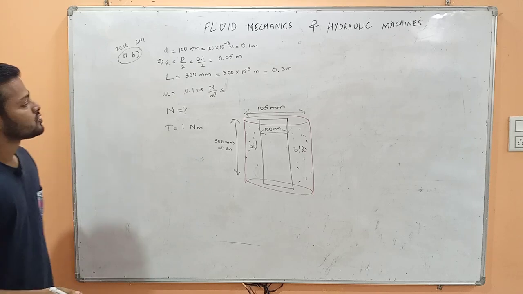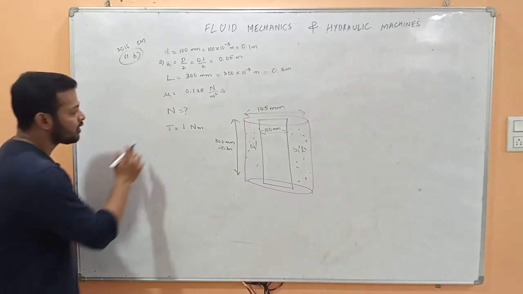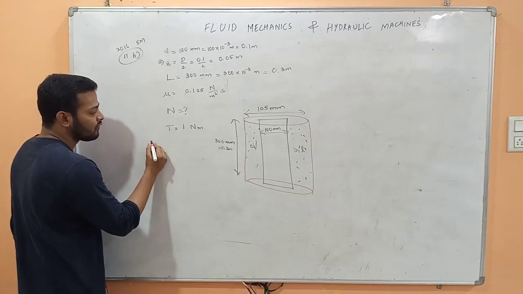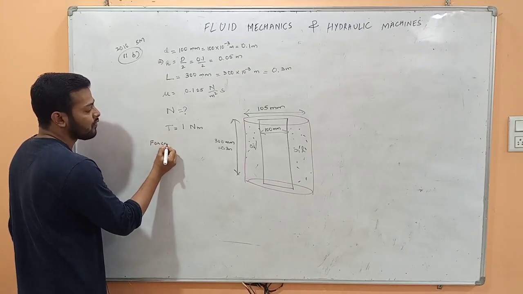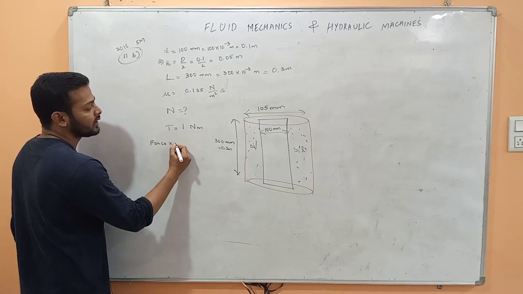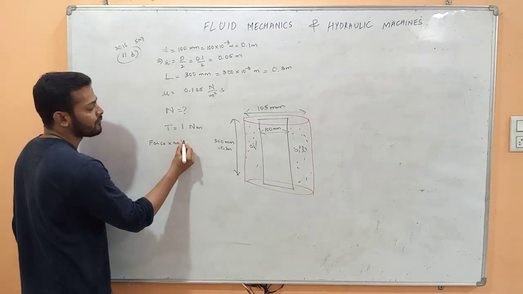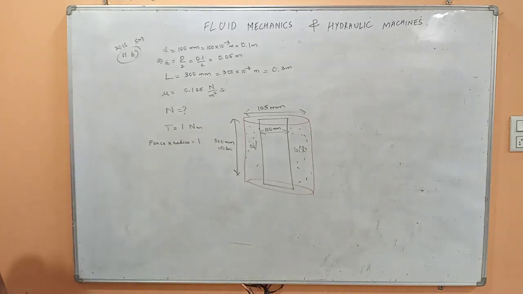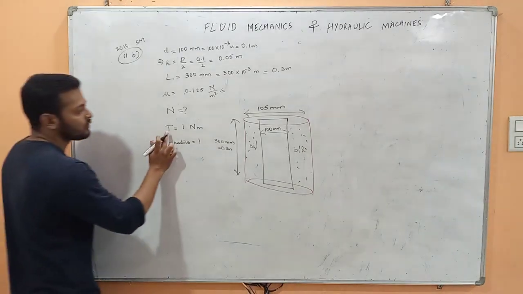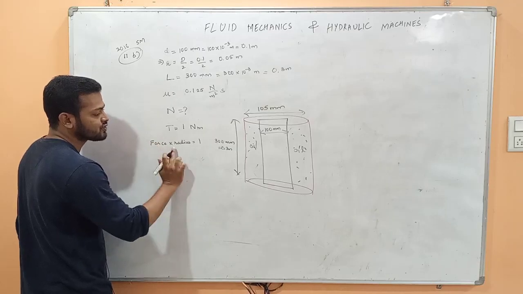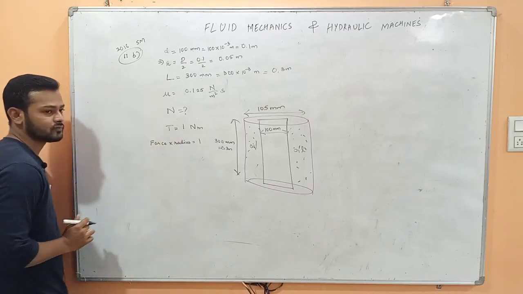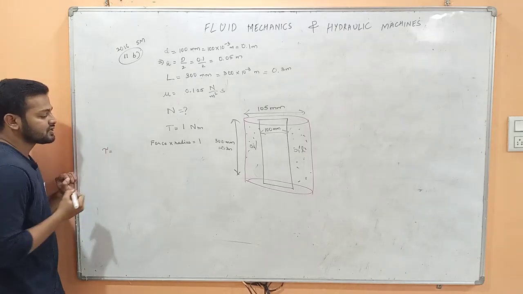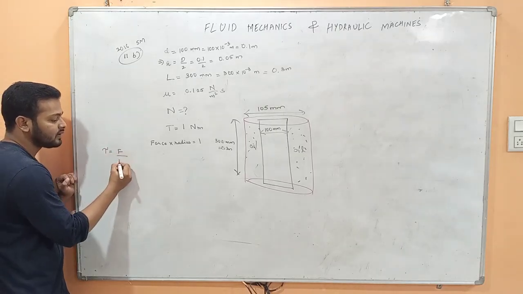First, with the help of torque, what is the formula of torque? Force into radius is equals to 1. The formula of torque is force into radius. So in place of torque I have written force into radius is equals to 1. Now, what is shear stress tau? Shear stress tau is force by area.